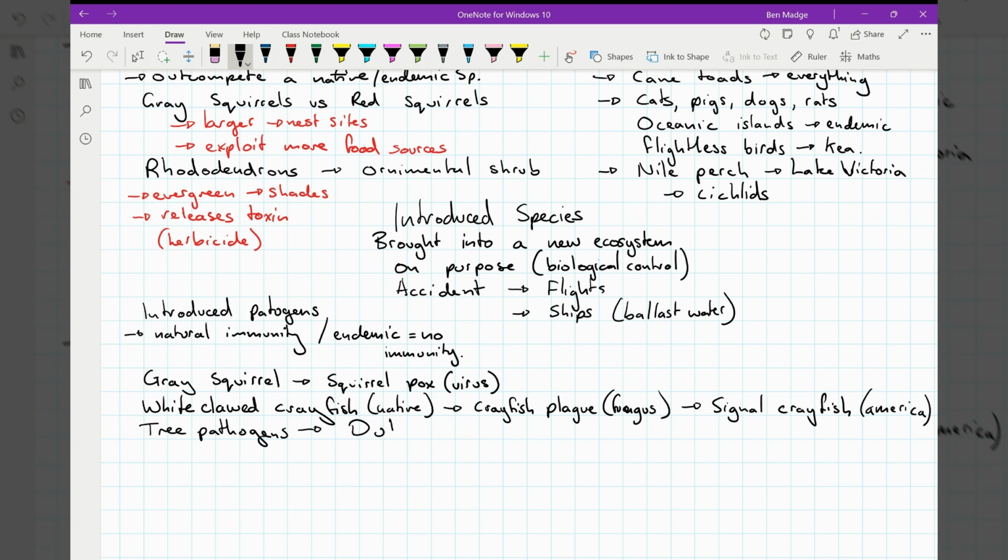So Dutch elm disease was a really, really big thing. It basically wiped out all the elm trees in the UK, which is a pity because in some parts of the country they were a major part of forests and hedgerows and things like that. So that had a big knock-on impact to the wider ecosystem. More recently there are things like ash dieback. And you've also got sudden oak death.